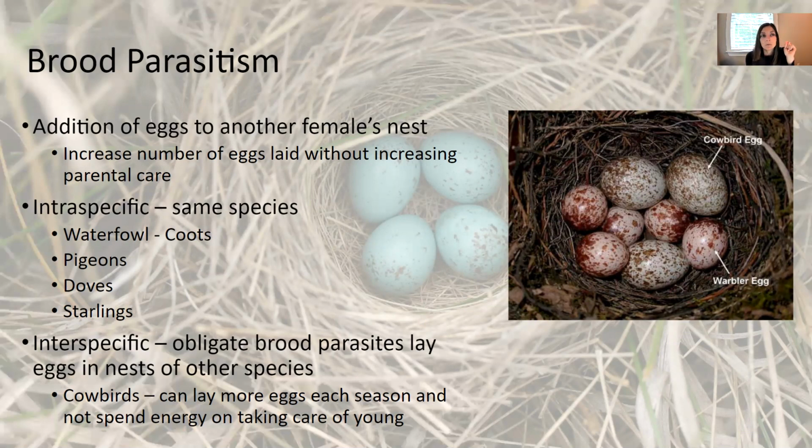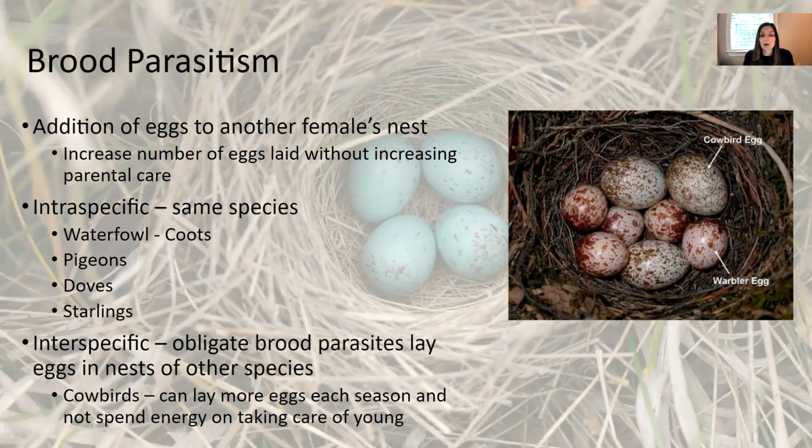So within a species, sometimes a female can't find a nest site, or there could be some metabolic trigger to indicate I don't have enough energy to incubate these eggs. So some waterfowl like coots, some pigeons, doves, and starlings will sometimes do brood parasitism, where they lay eggs in another individual of their own species' nest.